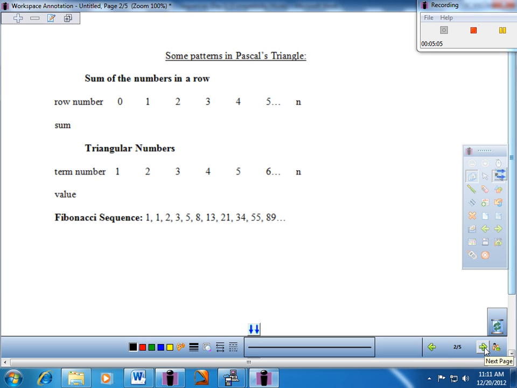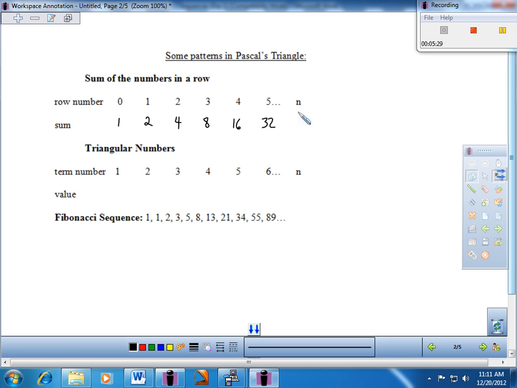But from what I saw, everybody, the sum in row 0 is 1. The sum in row 1 is 2. This one turned out to be 4, if I remember correctly. The sum of the numbers in row 3 turned out to be 8. If you look above, and I'm not going to go back a screen, but if you look above and add all the numbers in row 4, you get 16 and 32, etc., etc.